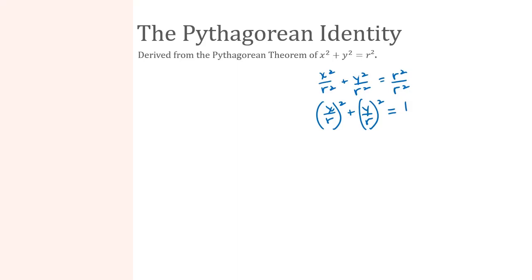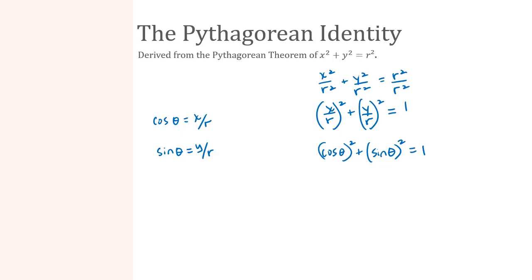Now, why write it like that? Well, because we know that the cosine of an angle, any angle, is equal to x over r. And we also know that the sine of any angle is equal to y over r. So x over r can be replaced with the cosine of theta, and we'll square that. And y over r can be replaced with the sine of theta, and we'll square that. And that is equal to 1.